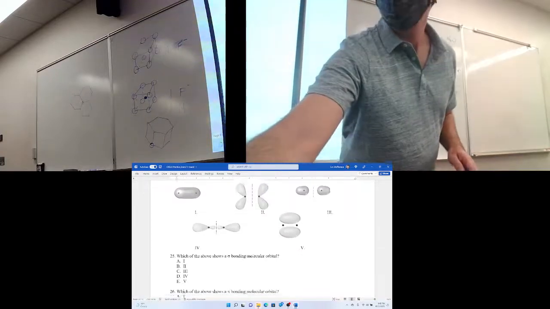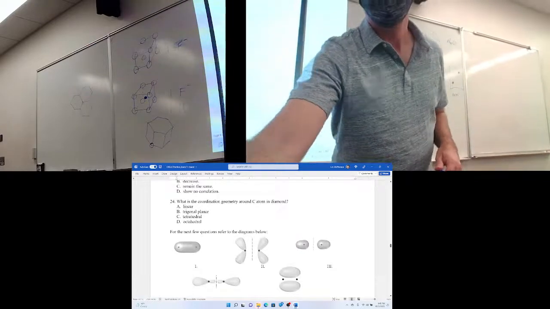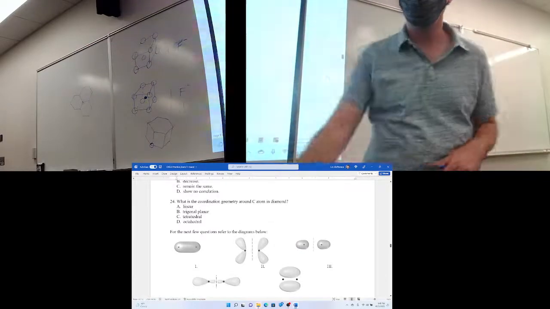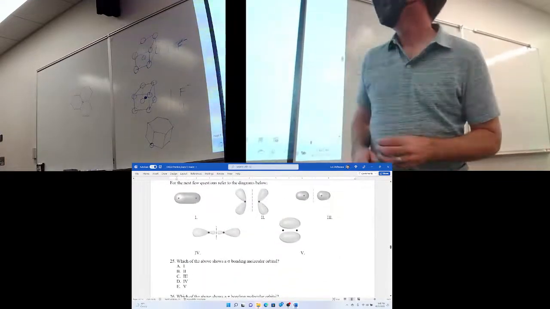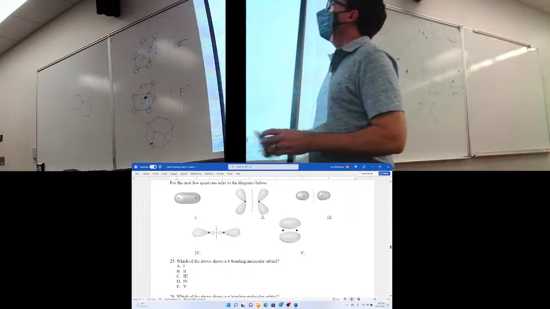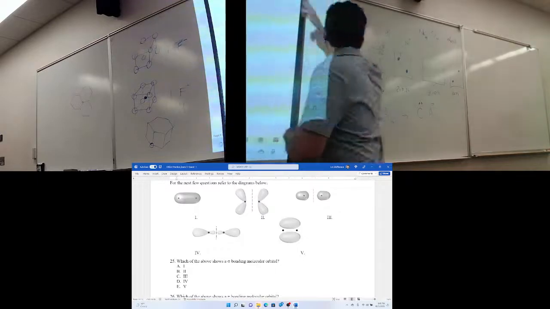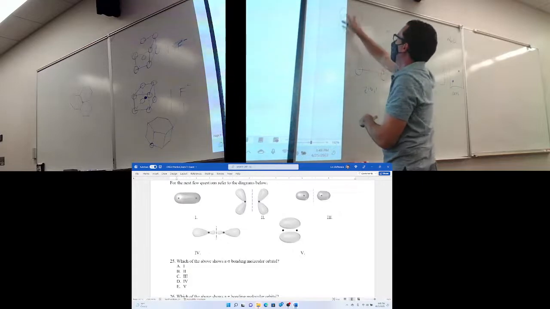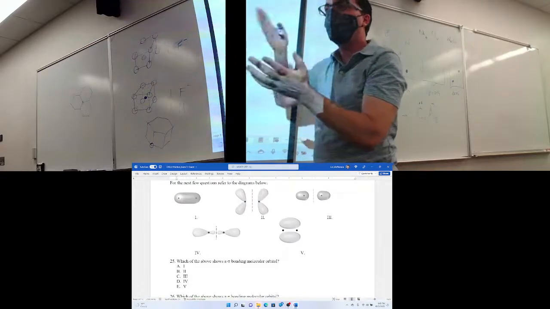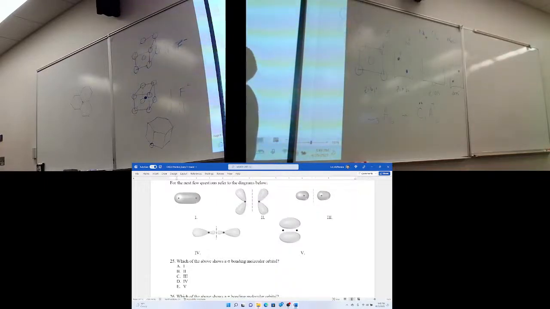Which of these shows pi antibonding? Pi antibonding is just number 2. One of them is sigma antibonding and the other is pi antibonding. So this one is pi antibonding because this comes from 2 p orbitals, and they overlap in 2 different spots, above and below. But in this case, they cancel each other out, so they antibond. This is sigma antibonding because it's only 1 spot. This is also sigma antibonding.